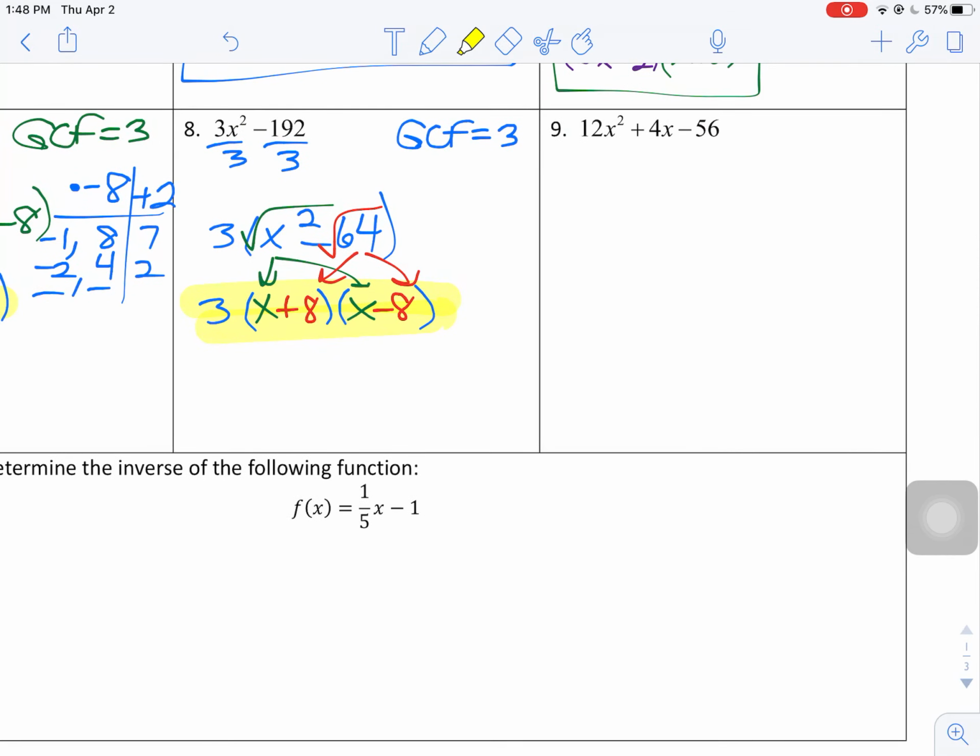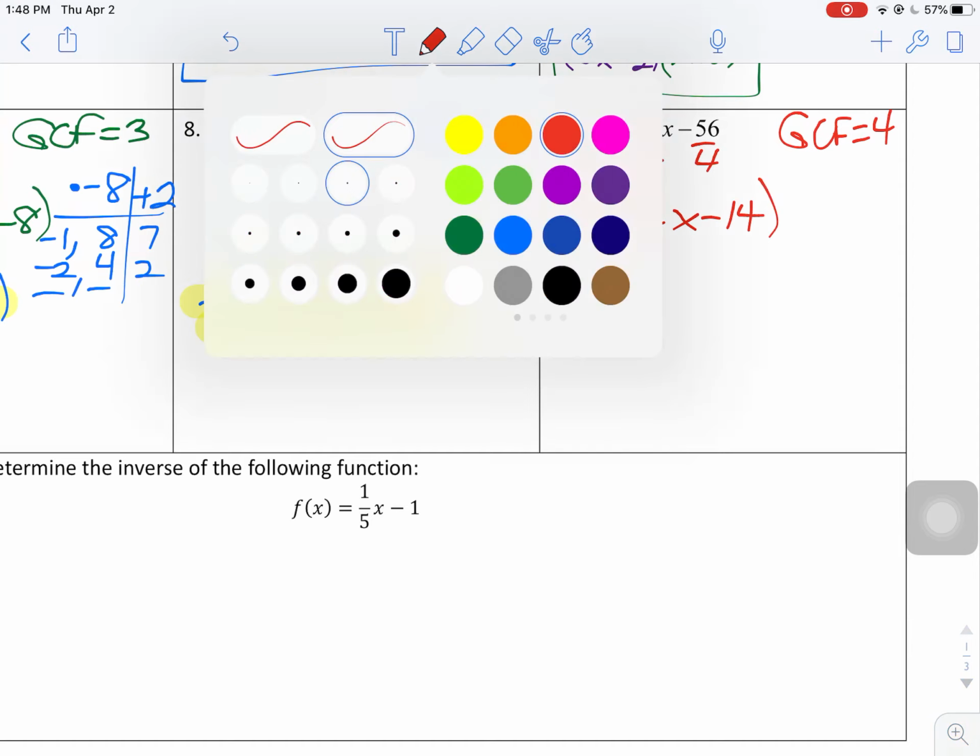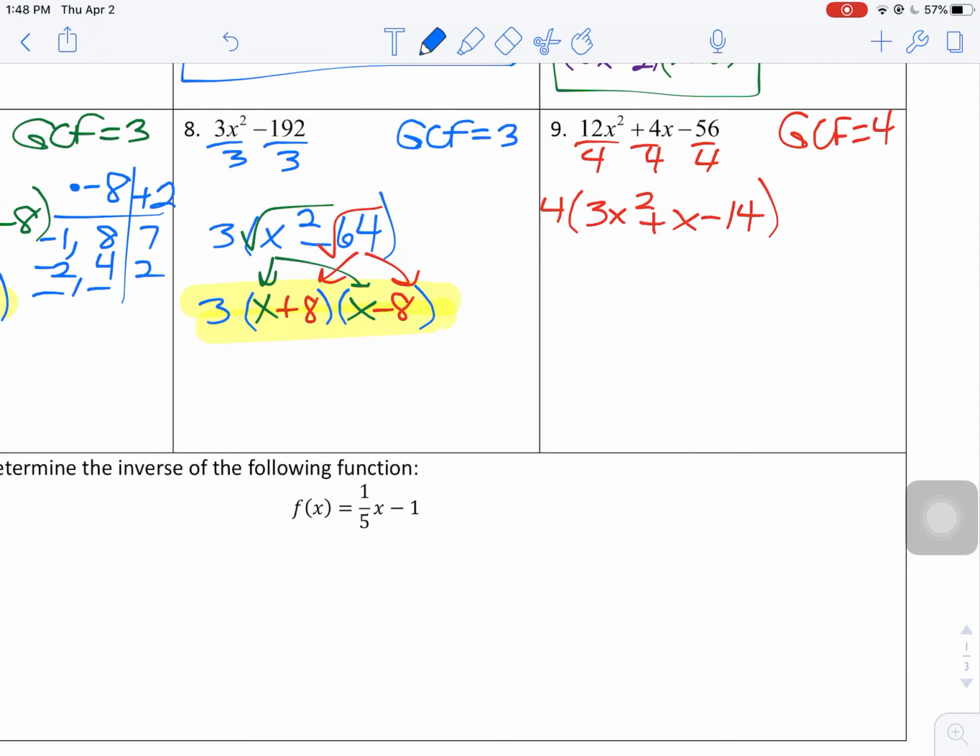On 9, is there a GCF other than 1? I'm guessing everything's divisible by 4. So we're going to divide out a 4 from everything. So 3x squared plus x minus 14. And then looking at our leftovers, I see a trinomial, but the a value is not 1. So this is going to be an advanced factoring problem for the leftovers.